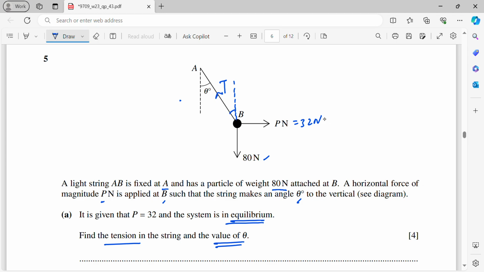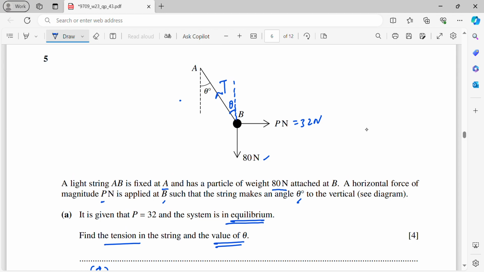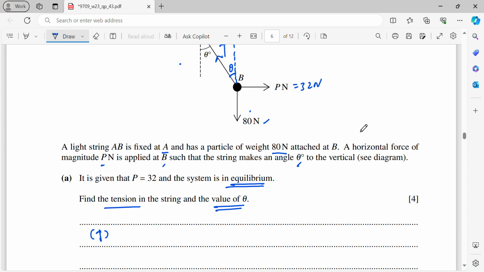So now this is going to be theta angle. Now what to do is you need to resolve all the forces vertically and horizontally. When I resolve the tension vertically, I'm using the angle theta, which means this is going to be cos. The upward force is balanced by the downwards force. Therefore, T cos theta is 80. So this is my first equation.